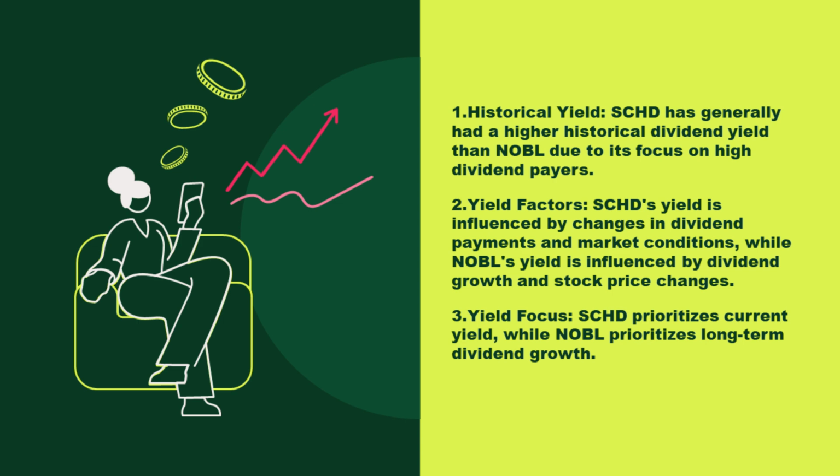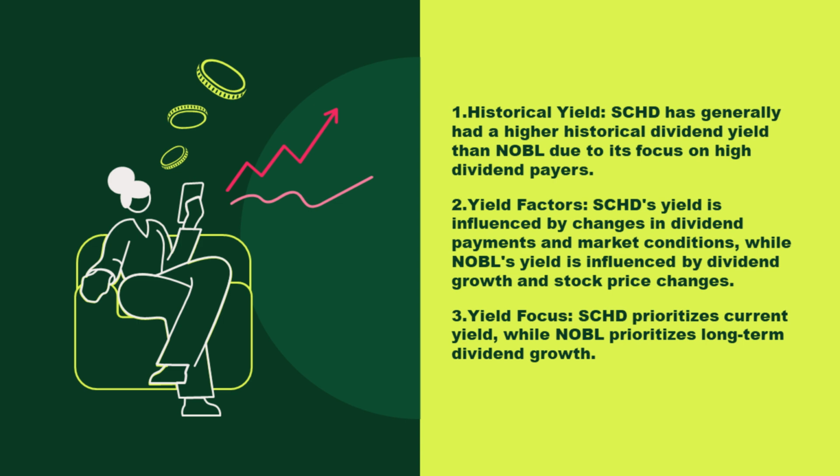Historically, SCHD's yield has been in the range of around 3 to 4%, though this can fluctuate based on market conditions and changes in dividend payments by the constituent stocks. NOBL, by contrast, emphasizes companies with a long history of dividend increases rather than high current yields. The S&P 500 Dividend Aristocrats, which NOBL tracks, include companies with at least 25 consecutive years of increasing dividends.